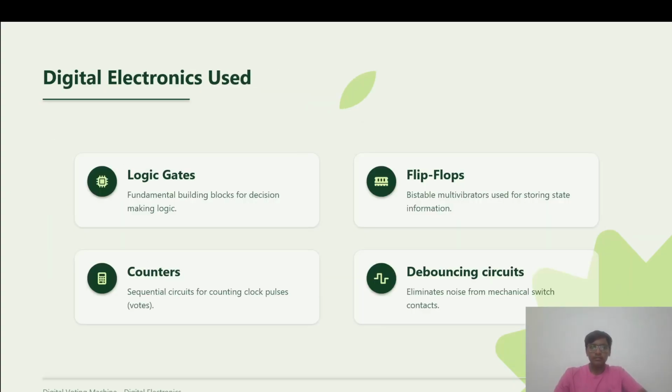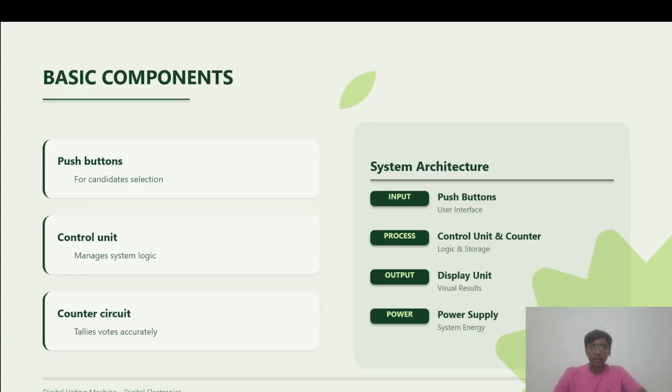Basic components. Let's understand how the system is structured. First, input section: push buttons for each candidate, the interface used by the voter. Second is the processing section, which involves the control unit and logic circuits. Third, the storage section. It includes counters and flip-flops. Fourth, the output section. There is a display unit. Fifth is the power supply, which provides energy to the system. So the overall flow is: voter input goes to control logic, to counter, and then it displays the output.